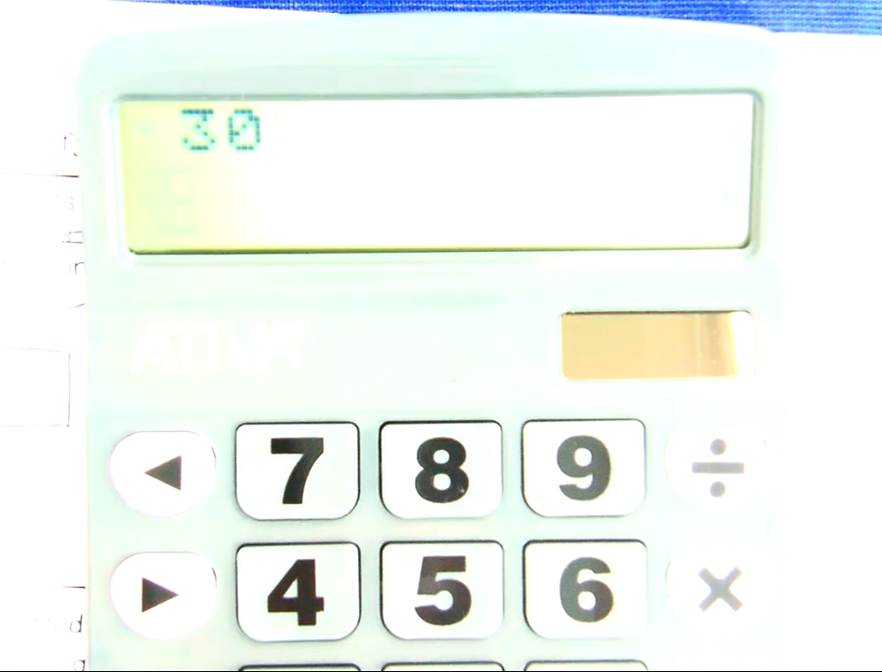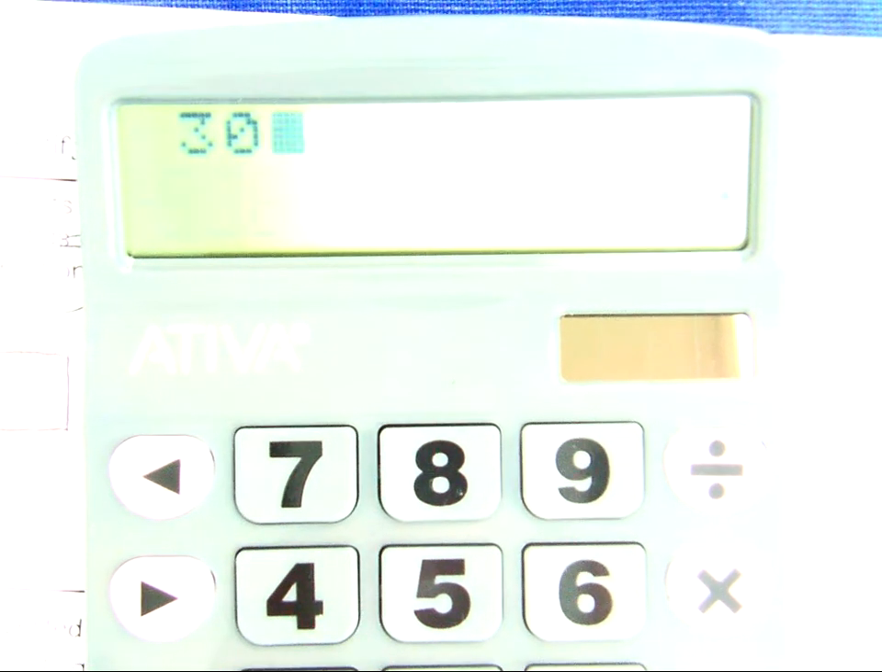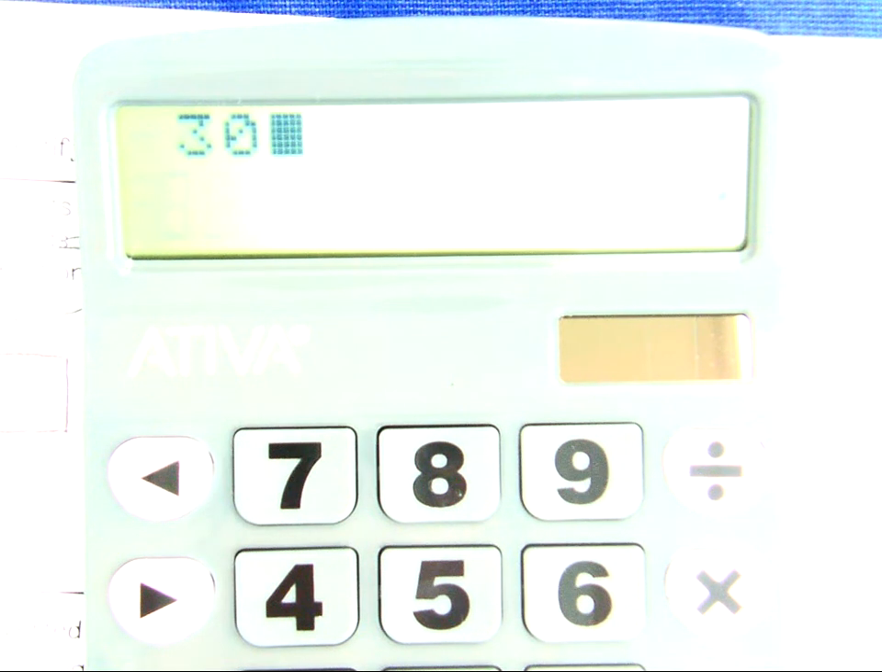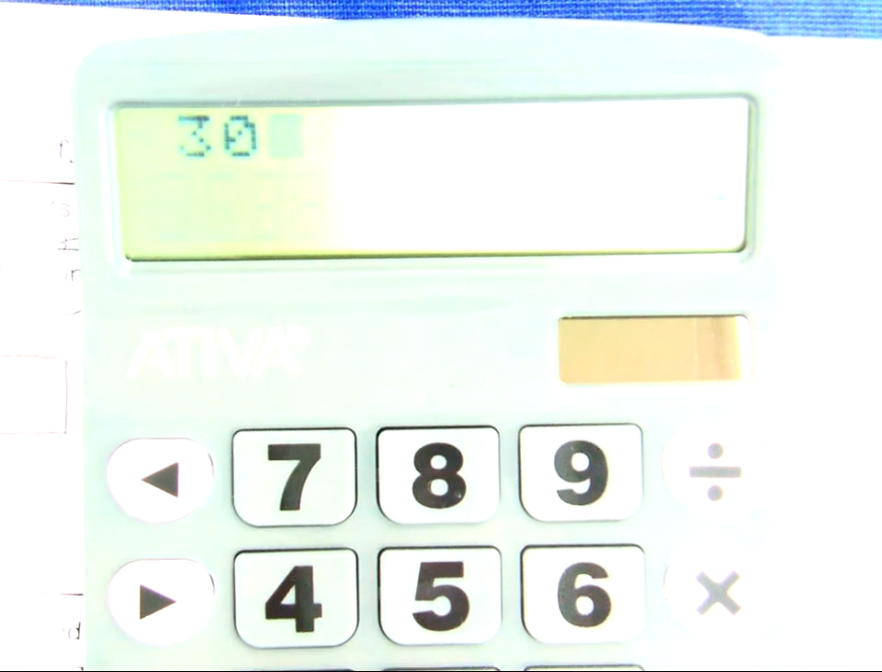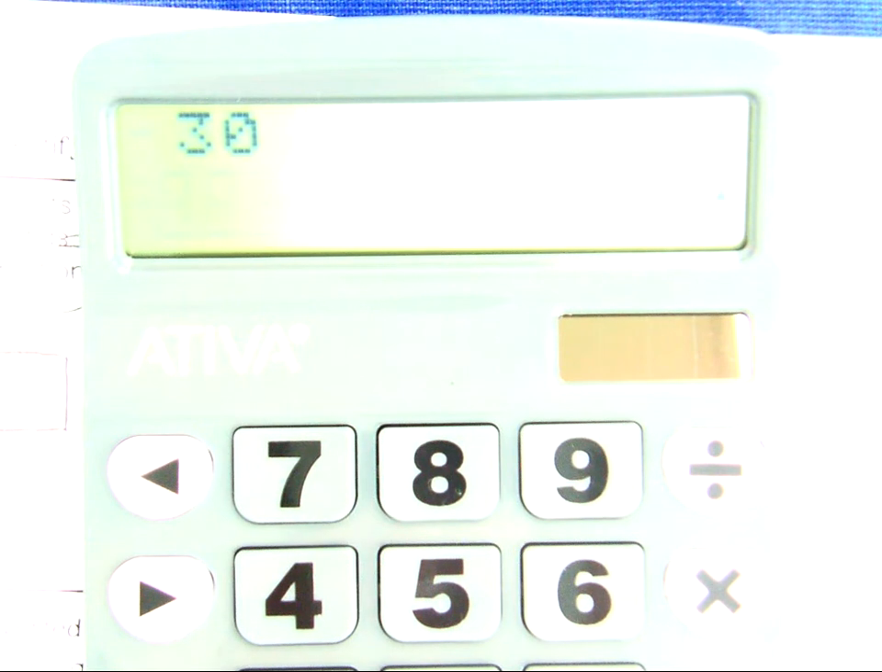Square root of 30. Looks like I don't have a square root button on my calculator. If you're in that situation, you've got to have a little better idea of roots.